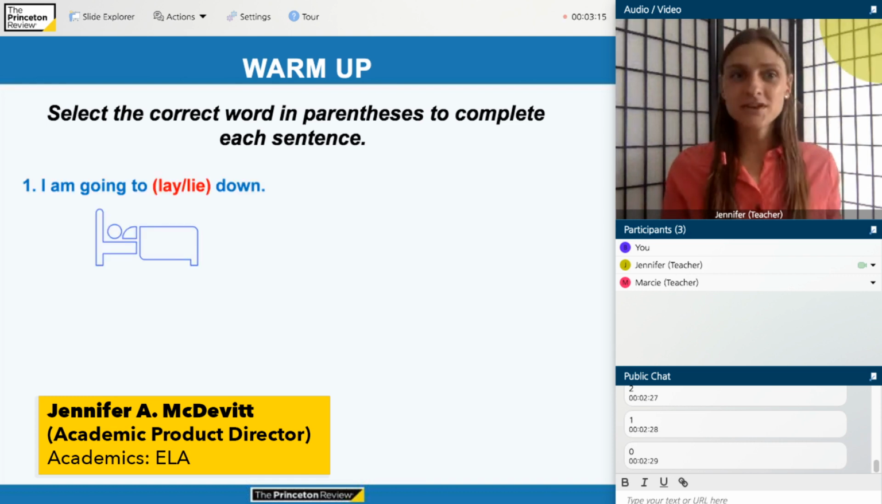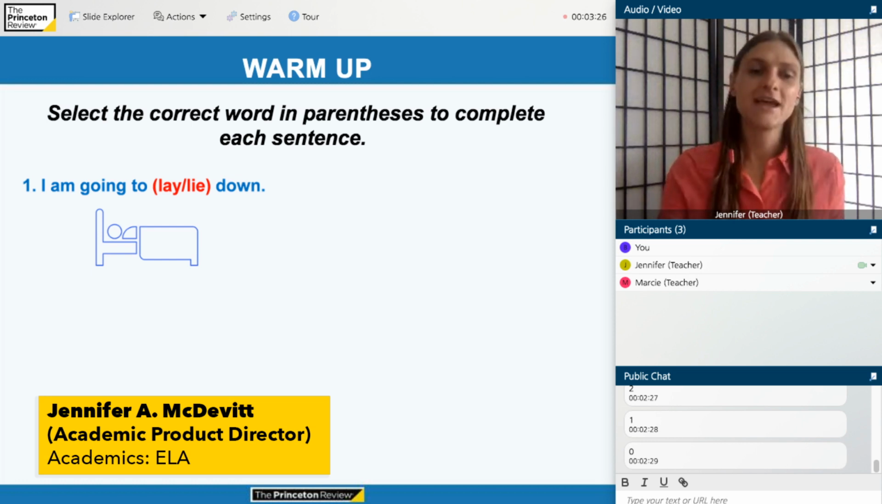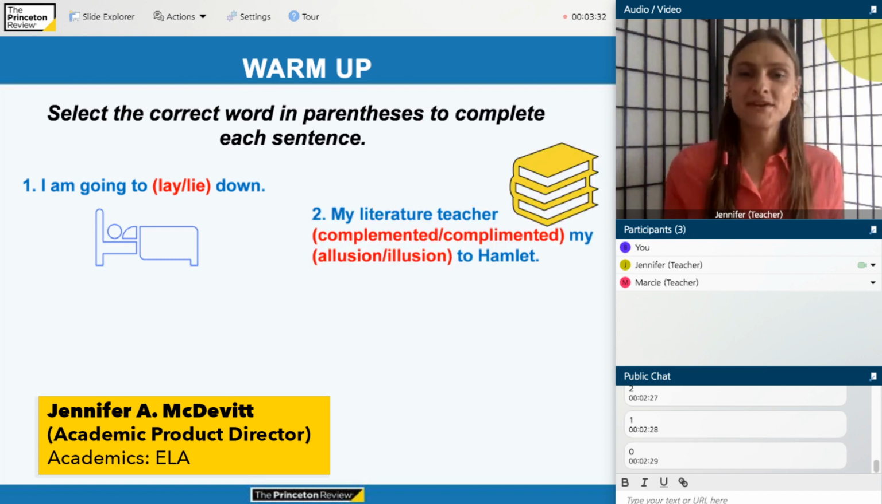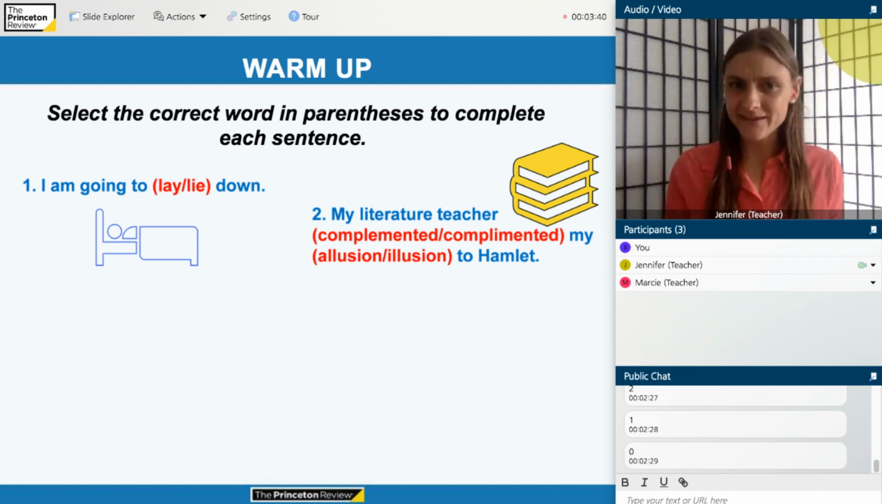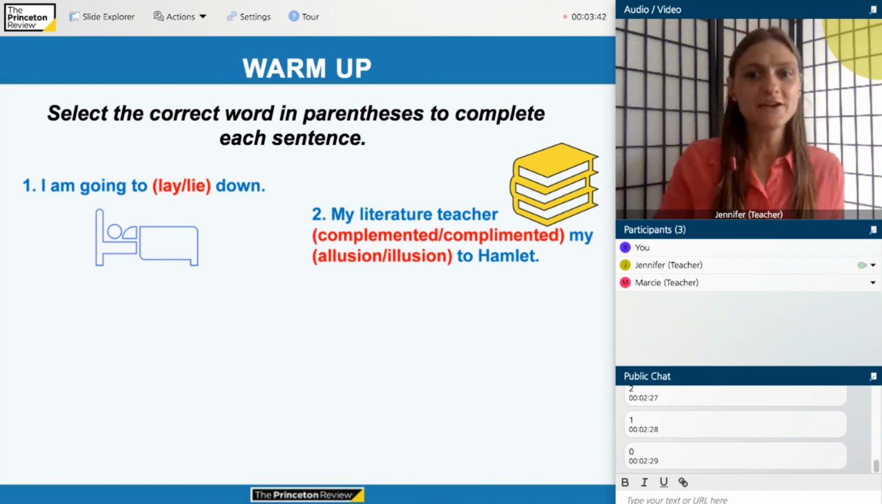So the first one here, I am going to blank down. Just write down whatever you think is the word that is correct. I'm not going to give you any hints yet. I'm not even going to pronounce the words for you because that might accidentally give it away. The next one here is my literature teacher blank my blank to Hamlet. And Hamlet should actually be italicized there. So just pretend that that's italics because we're talking about the play.